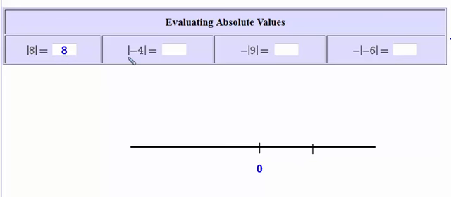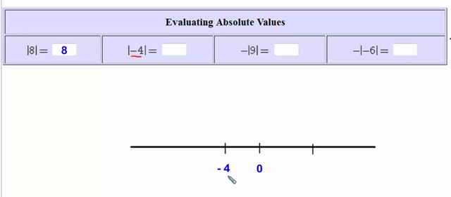The next one would be read the absolute value of negative 4. Since the number inside the absolute value symbols is negative, we will put it to the left of 0. The fact that it was negative 4 means we will put it 4 units to the left of 0. If you wanted, you could include 4 tick marks, thinking of each one being 1 unit from 0. This would be negative 1, negative 2, negative 3, and negative 4.